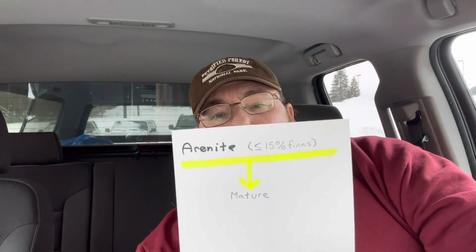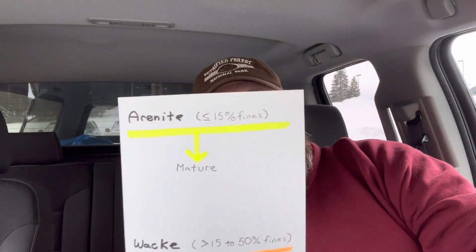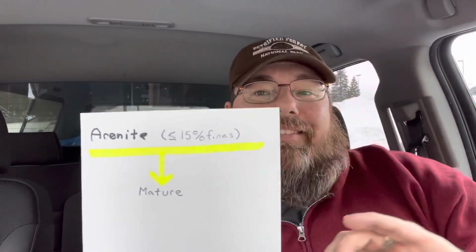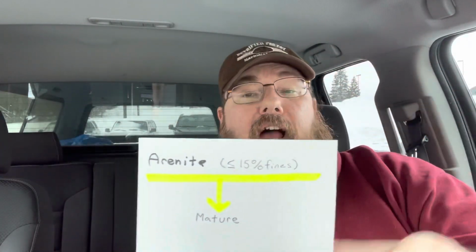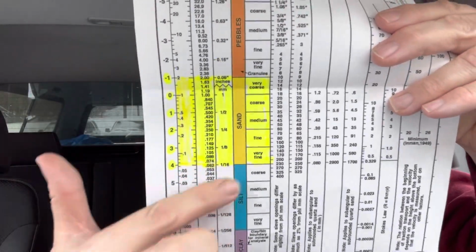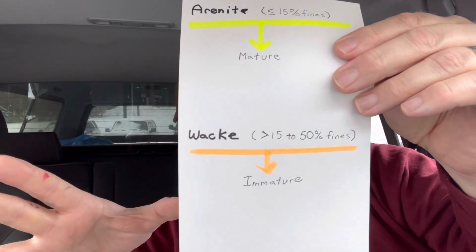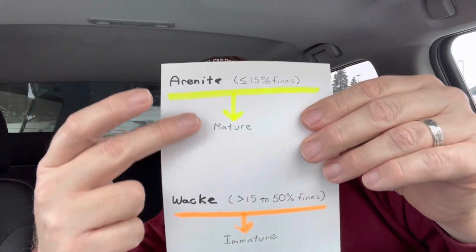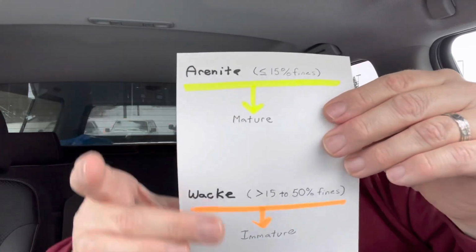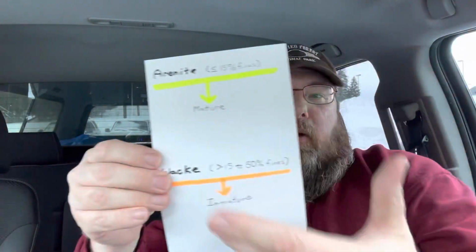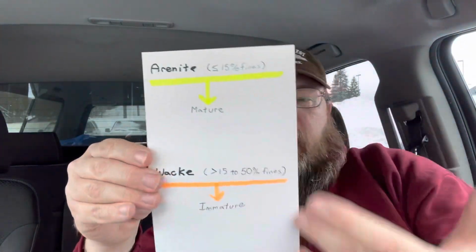Well, what are these? Here you have an arenite, which basically is a sandstone with less than 15% fines. Fines, what are those? Those are anything smaller than 0.062 millimeters, the silt and clay that I already showed you. And we have wackes, which are about 15% to 50% fines. And it has to do with textural maturity. There are other factors in determining whether a sandstone is mature or not, but this is where we start. Okay, arenites are more mature than wackes.